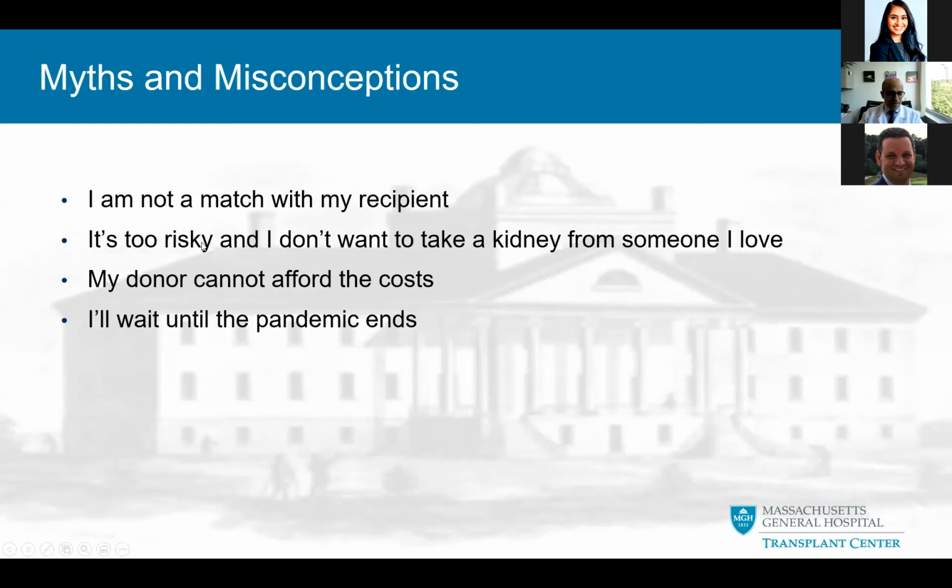So what are the most common myths and misconceptions, quickly, that circulate around, and we get asked a lot about them? One: I'm not a match with my recipient. The donor will tell us that, and they won't apply. Or for example, a recipient saying it's too risky, I don't want to take a kidney from someone I love. Or, for example, my donor cannot afford the costs. Or, you know what, it's been a long year with the pandemic, I would like to take my chances and wait until the pandemic ends, and then we'll take it from there. So point by point, and we will be able to answer questions at the end as well about any nuances or granularities that the attendees would like to learn about.